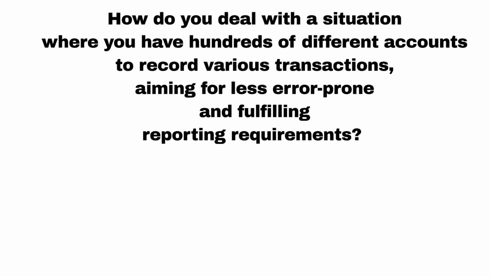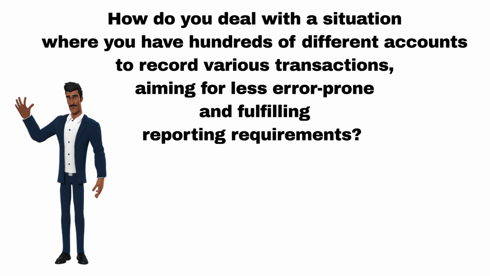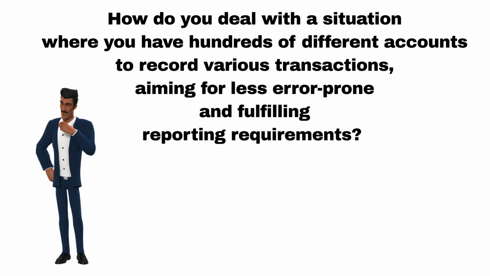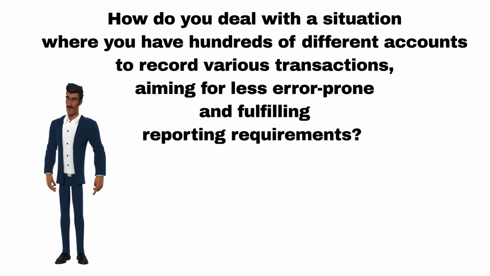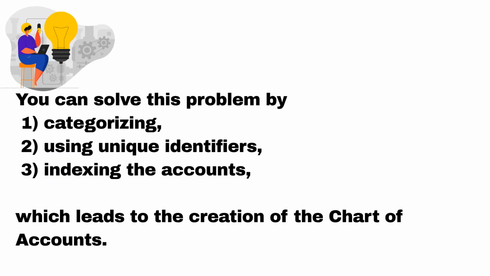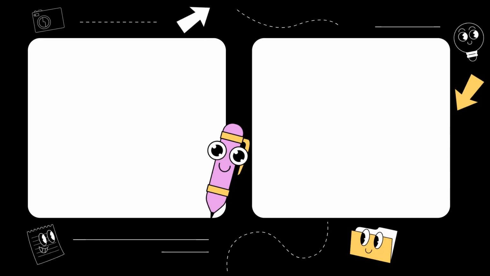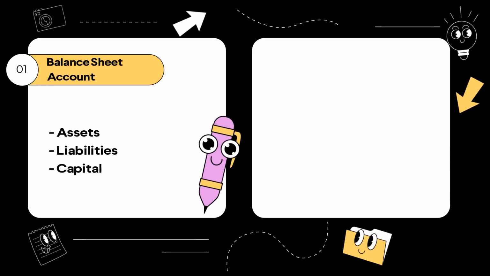How do you deal with a situation where you have hundreds of different accounts to record various transactions, aiming for less error-prone and fulfilling reporting requirements? You can solve this problem by categorizing, using unique identifiers, and indexing the accounts, which leads to the creation of the chart of accounts. Accounts can be categorized into two broad categories.